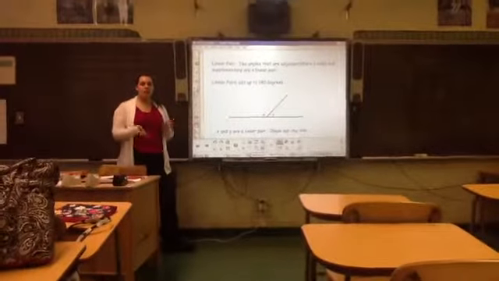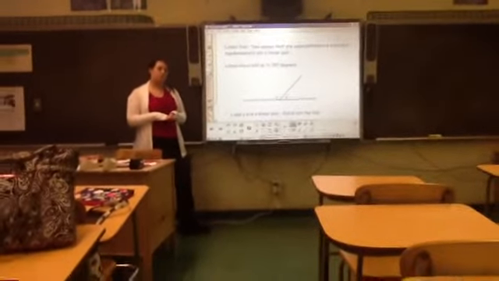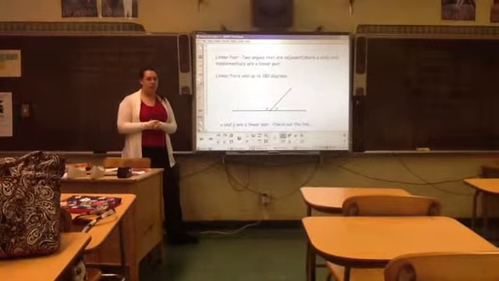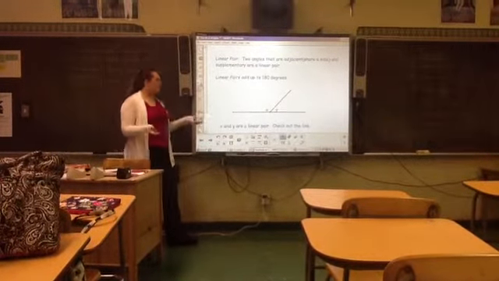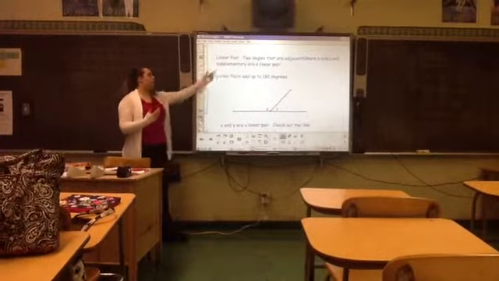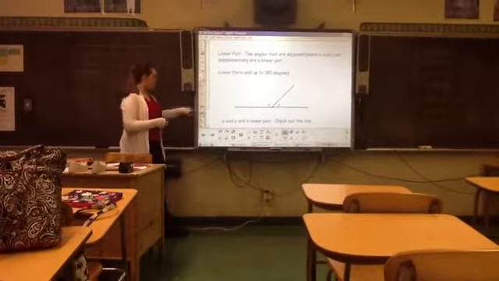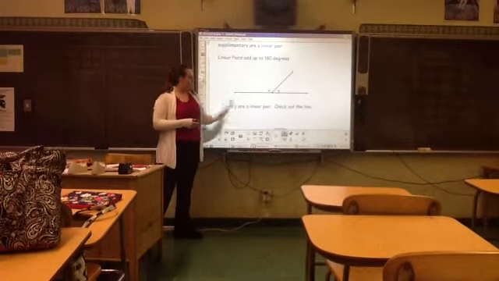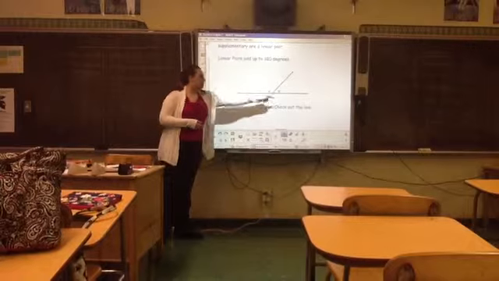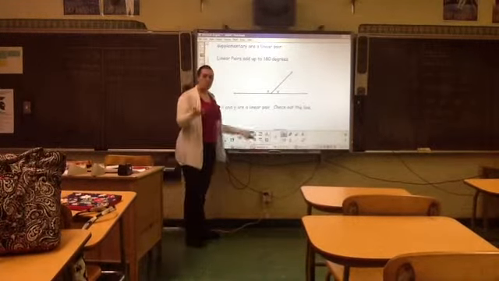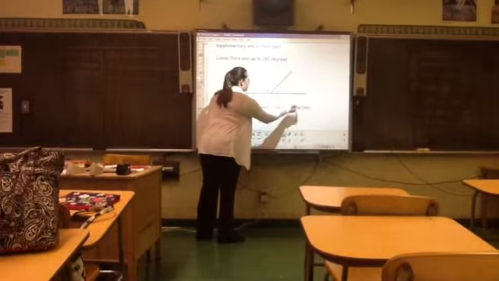Now from the previous class, we learned that supplementary angles add up to 180 degrees, and complementary angles add up to 90. Therefore, we can just say linear pairs add up to 180 degrees because they are supplementary. Therefore, based on this picture, x and y share a side, they are next to each other, they are a linear pair. If you don't believe me, check out this link.